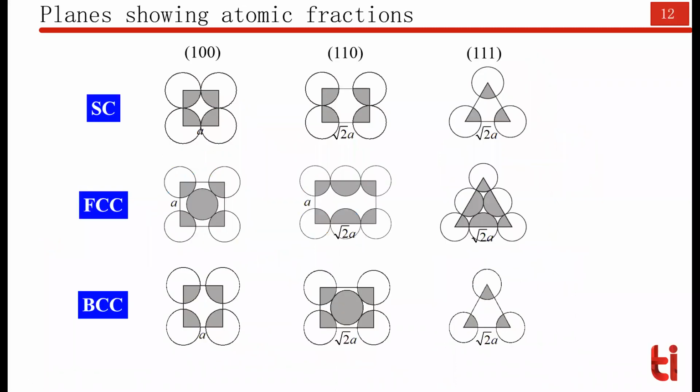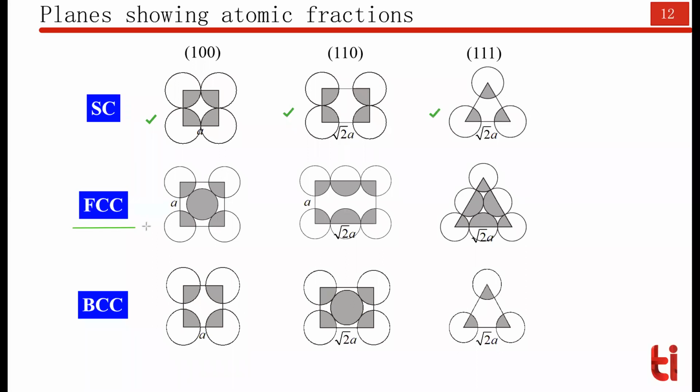So let's do more complicated situations. Now remember, what you need to do is find out the effective contribution of atoms to the plane and its area. For simple cubic unit cells, we have already done this activity, so no need to do it again. We have already done it for this one, for this case, and for this case. Now let us move to the FCC unit cell, which is a little bit more complicated.